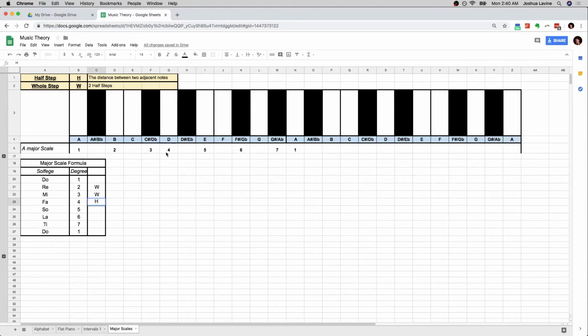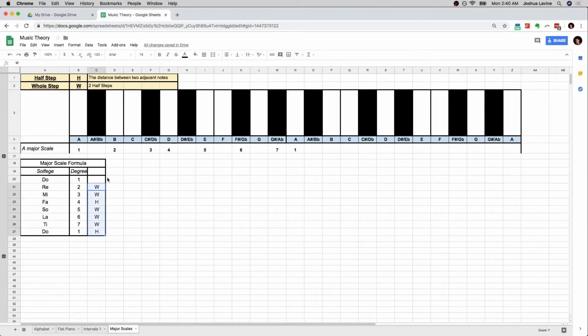From 4 to 5, another whole step. From 5 to 6, another whole step. From 6 to 7, another whole step. From 7 to 1, another half step. And so with this, I have just constructed myself the formula for the major scale.